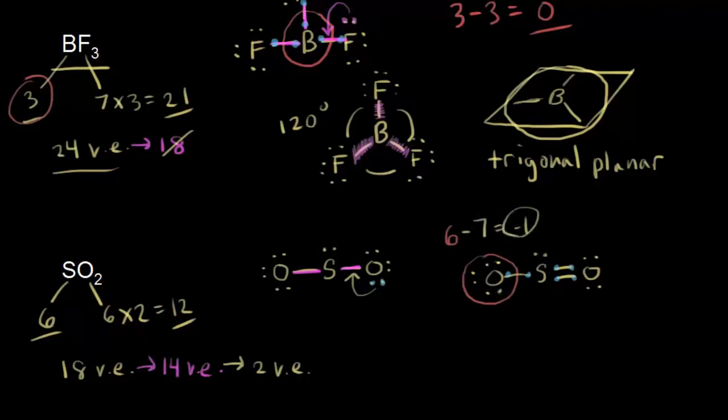And when we do the same formal charge for the sulfur here, we can see that sulfur is surrounded by 5 valence electrons.